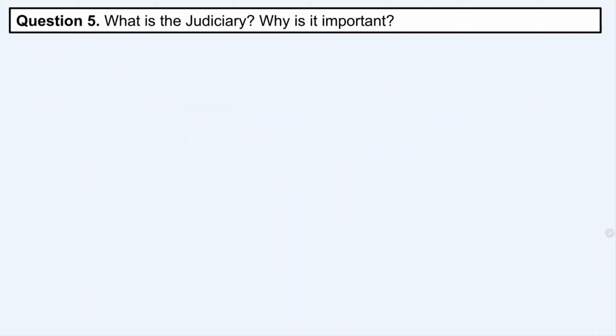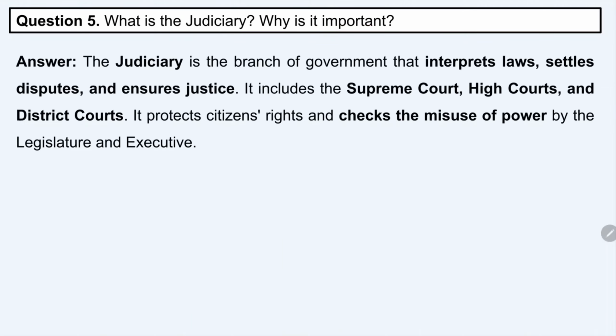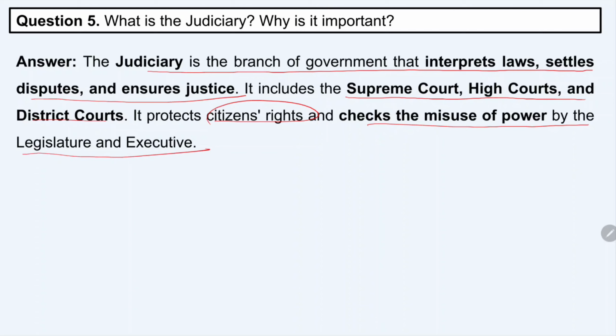So the fifth question, what is the judiciary? Why is it important? This is the third organ, isn't it? The judiciary is the branch of government that interprets law, settles disputes and ensures justice. You can write it in this way. It includes the Supreme Court, High Courts and District Courts. It protects citizens' rights, and checks the misuse of power by the legislature and executive.